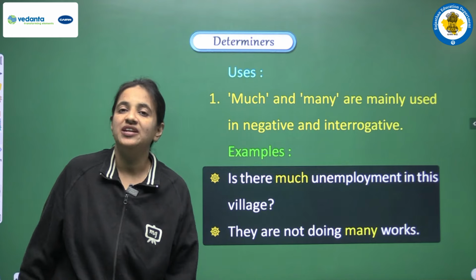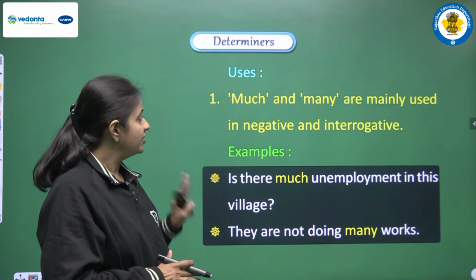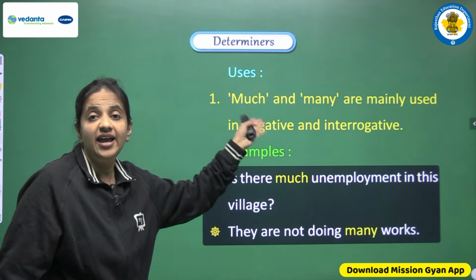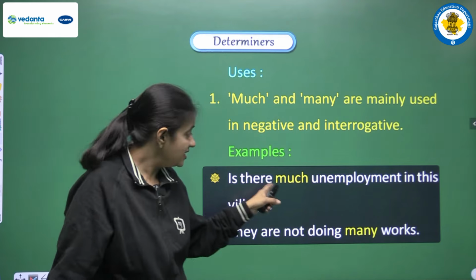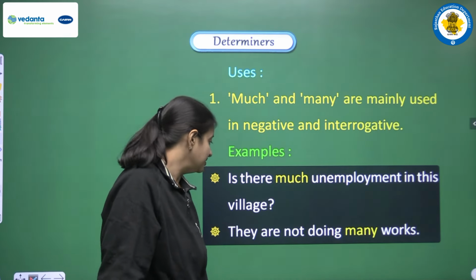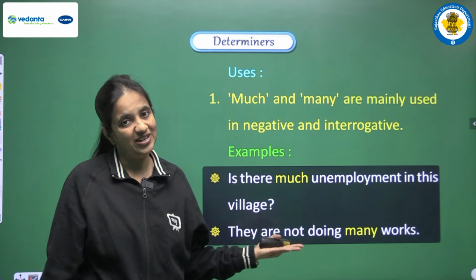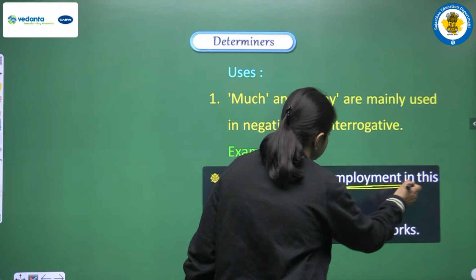Next, let's see some of the uses where much and many are used. So let's see the first one. Much and many are mainly used in negative and interrogative sentences. How? Let's see the example. Is there much employment in this village? So in the end we are having one question mark. So this is an interrogative sentence, and in this sentence we are having unemployment as a noun.